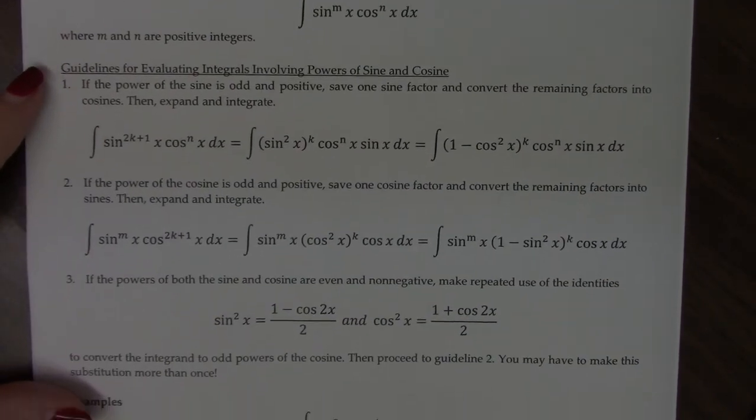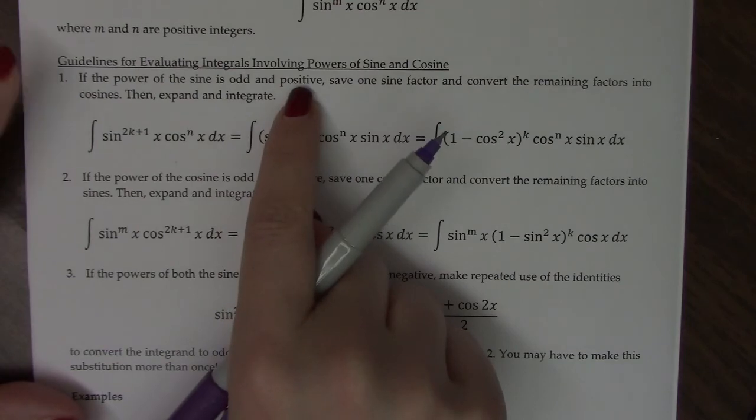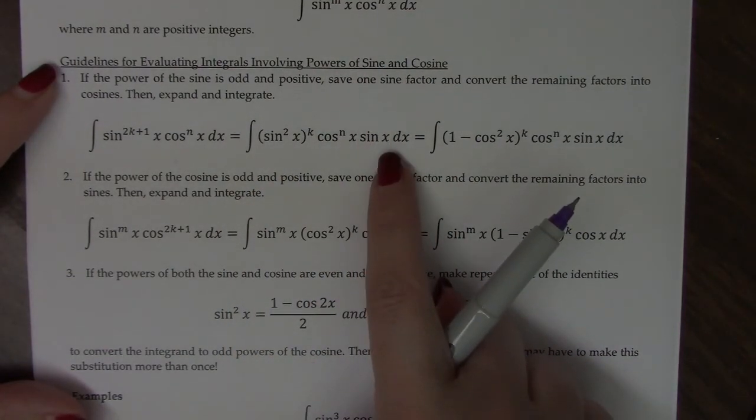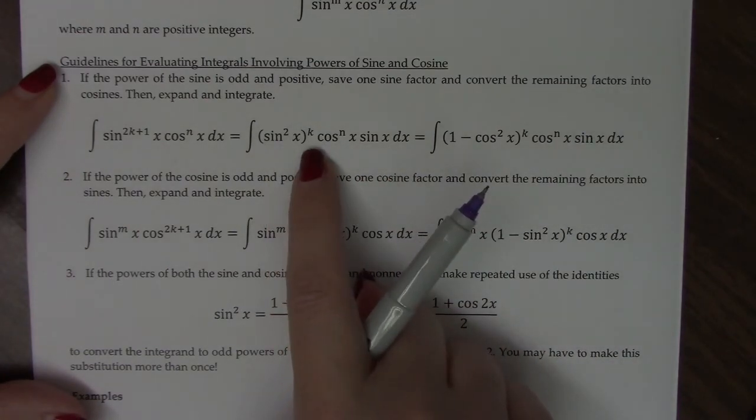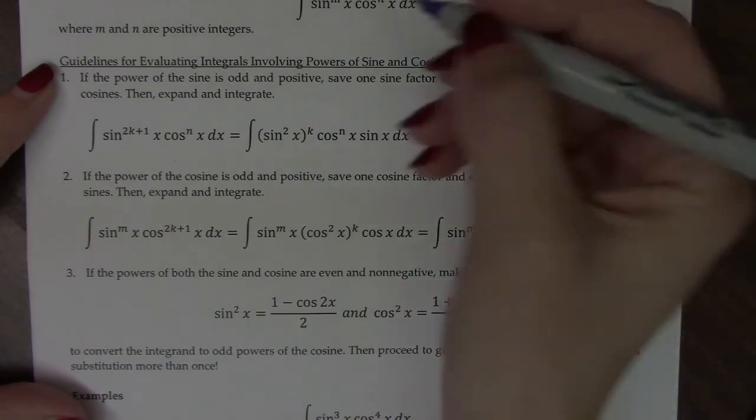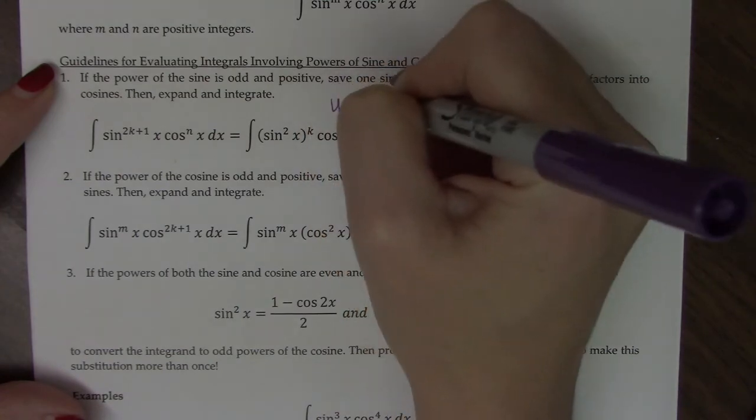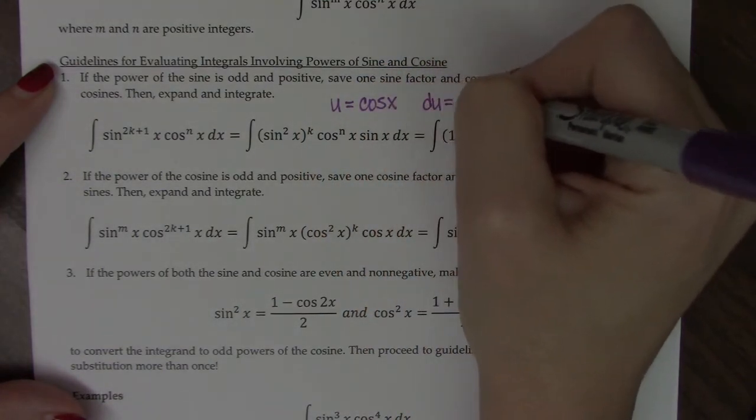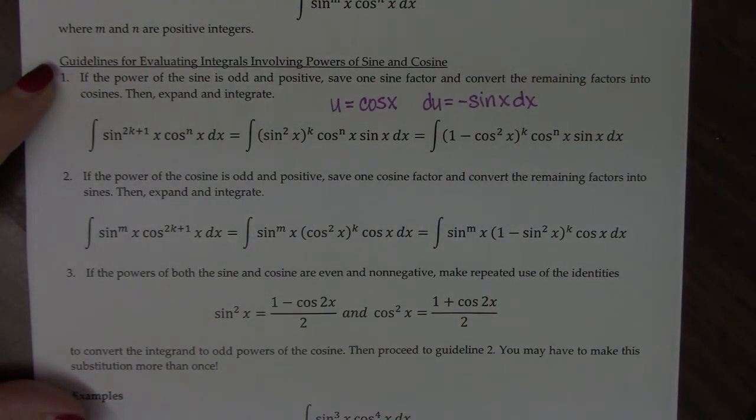So for sine and cosine, there are actually some guidelines we can use to make this a little easier. If the power of sine is odd and positive, then you want to pull one of your sines out to save for your du, and then convert all the remaining sines into cosines using the Pythagorean identity. This allows you to do a u substitution where u is cosine x, and du will be negative sine x dx, right?